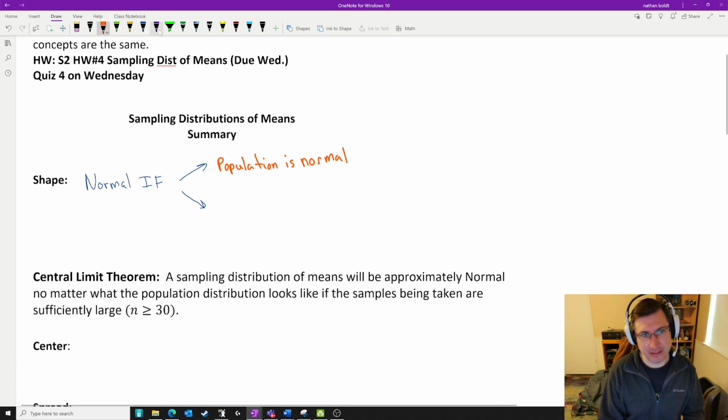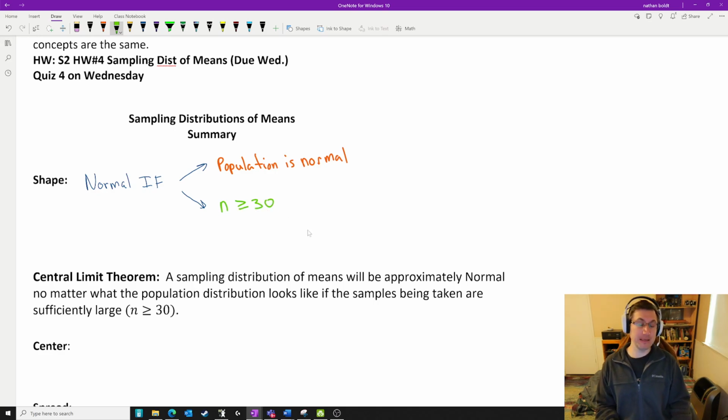Now, to be honest, you almost never know that. If you knew that much about a population, you wouldn't be doing statistics in the first place because you would know the parameters. So usually we don't know that. Usually we have to take the second condition that needs to be true: if the samples you are taking, if n is greater than or equal to 30. If you just take a big enough sample, the sampling distribution will be normal.